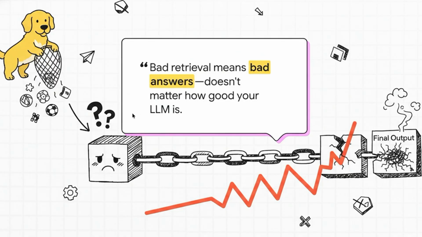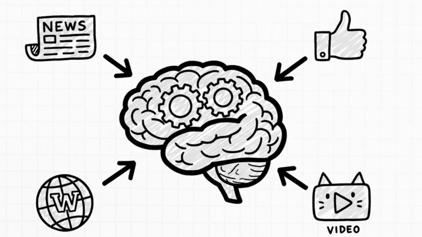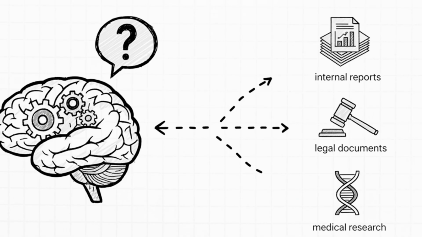So why does this matter? When you are building RAG systems, your retrieval quality is everything. Bad retrieval means bad answers. It does not matter how good your LLM is. Problem: most embedding models are trained on general web data. They do not understand your domain.